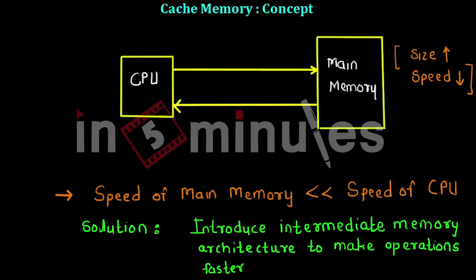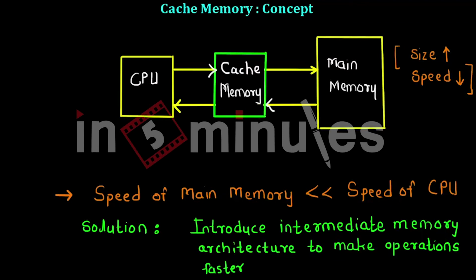The solution to this problem can be introducing an intermediate memory architecture, which is of less size, but it will store the copies of data from the main memory so that the CPU can access them much faster than that of main memory. This is how the cache memories are introduced in the architecture here. The size of the cache memories is much less than that of main memory, so the access time is much less, and the speed of operation achieved is faster, and it is going to store the copies of data from the main memory, which needs to be accessed by CPU.